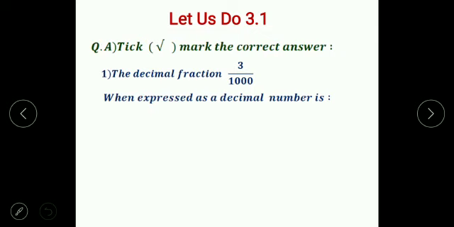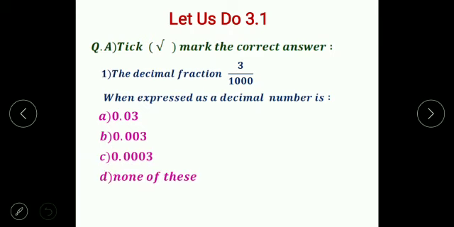Now let us solve exercise 3.1. Question number A is: tick mark the correct answer. The first example is: the decimal fraction 3 by 1000 when expressed as a decimal number is option number A 0.03, option number B 0.003, option number C 0.0003, option number D none of these.